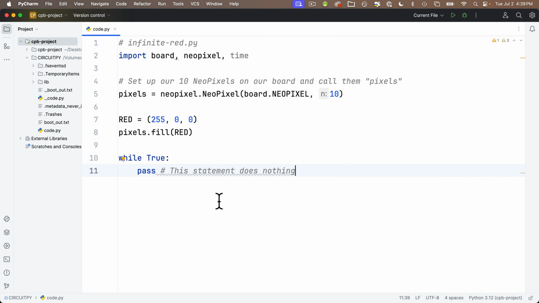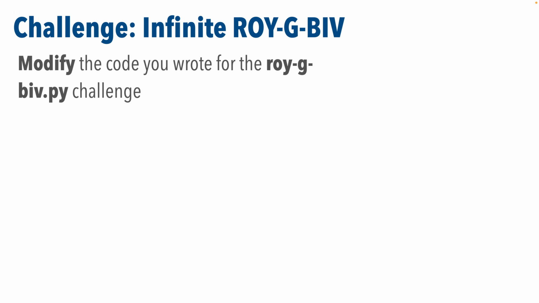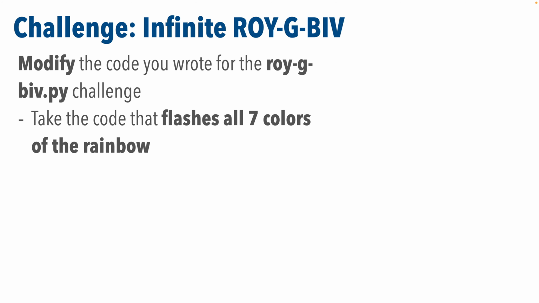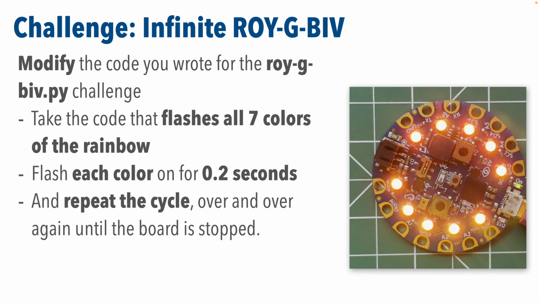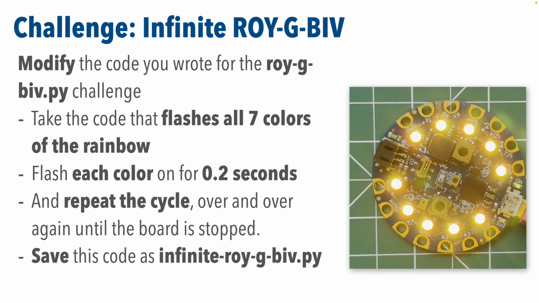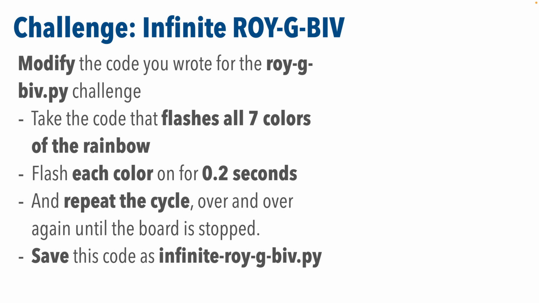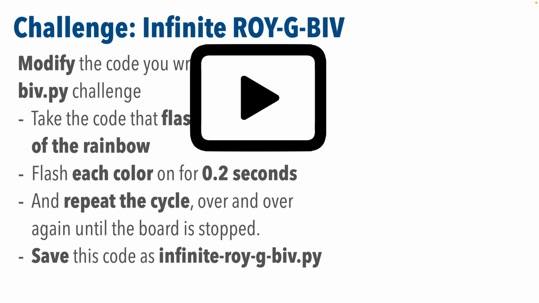So why don't we use what we've learned about the while true loop for a quick challenge. This is the Infinite ROYGBIV challenge. Modify the code you wrote for the ROYGBIV challenge. You probably saved that as roygbiv.py. And take the code that flashes all 7 colors of the rainbow, flash each color this time for only 0.2 seconds, and repeat that cycle over and over again until the board is stopped. And you should save this when you're done, calling it infinite-roy-g-biv.py. The output should look like this. I know you're up for the challenge. Why don't you pause, give it a shot, and when you're ready, resume, and we'll take a look at the answer.